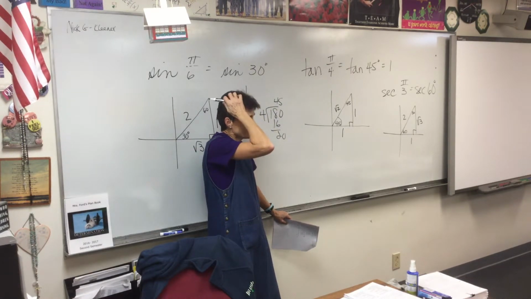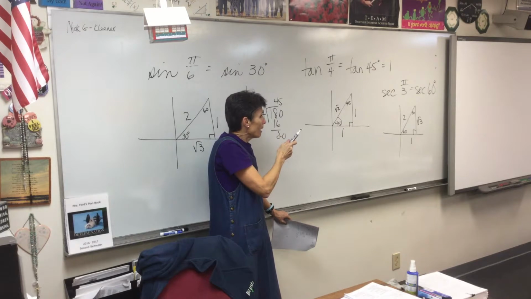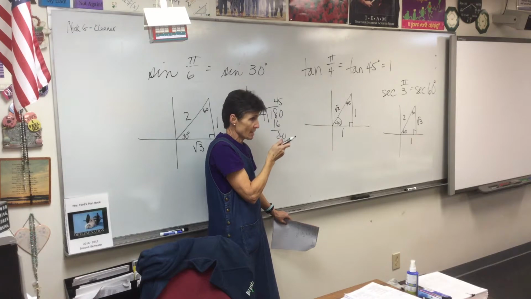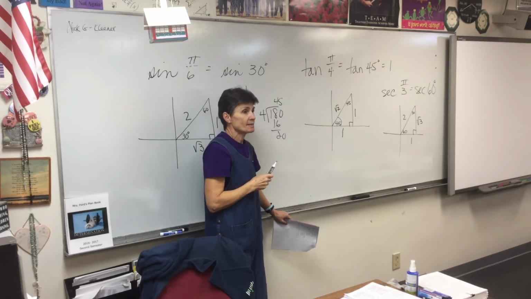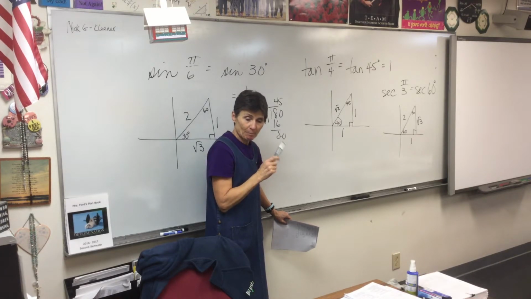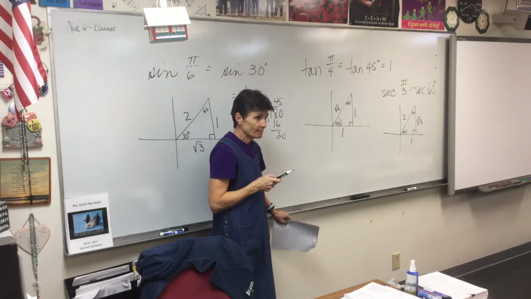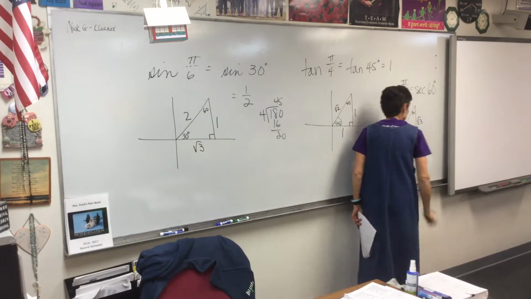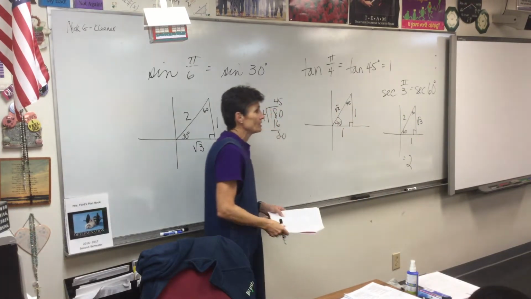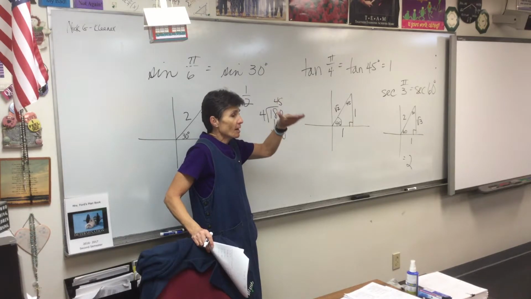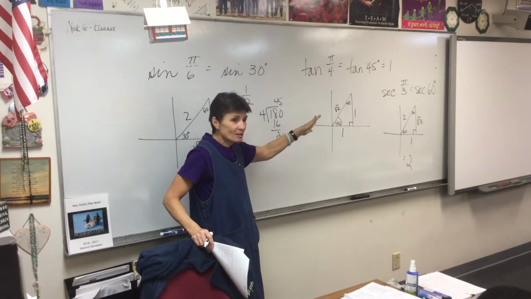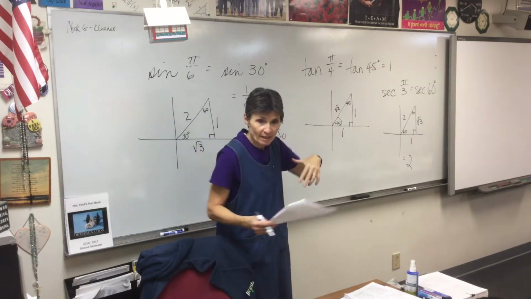All right, now wait, what's secant? Secant is the reciprocal of the cosine. Cosine is adjacent over hypotenuse, so secant will be hypotenuse over adjacent. 2 over 1, or 2. Kids, do you understand now why I made you memorize that pink sheet? If you know the stuff on the pink sheet, this is easy. This is just putting it all together.